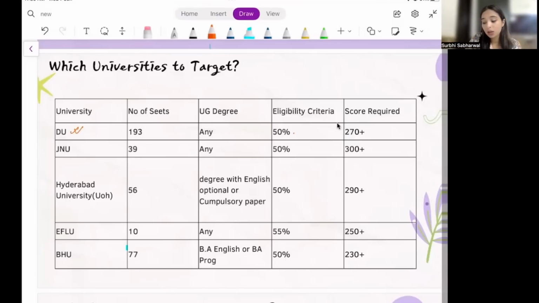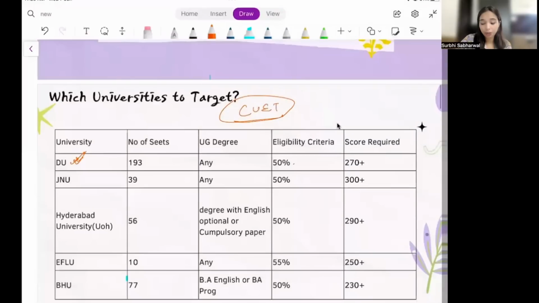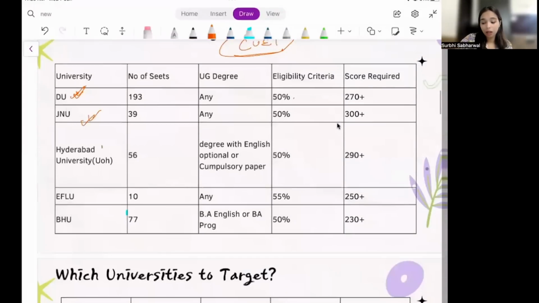So you can take a quick snip of the page because these are the universities that come under the CUET examination. So the very first university that we have here is the Delhi University. Then you have JNU. Then you have the Hyderabad University, EFLU, which is the English and Foreign Language University. You have BHU. So I have provided the number of seats that are available in each university.